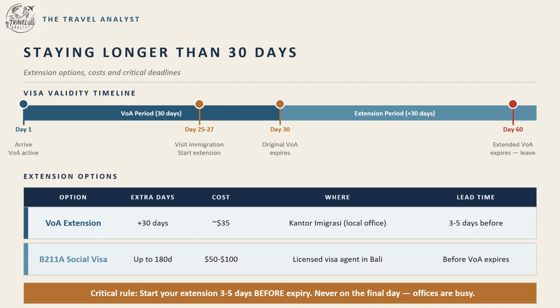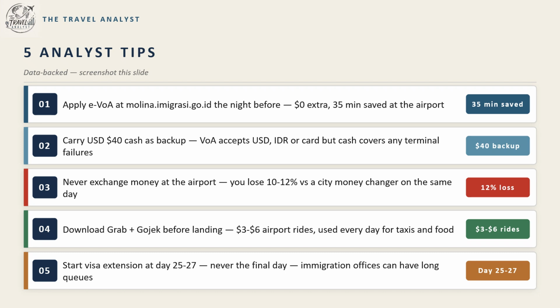The B211A social visit visa can be extended multiple times for up to 180 days. Most travelers use a licensed visa agent in Bali. Cost is $50 to $100 including the agent fee. The critical rule: start the extension process 3 to 5 days before expiry. Not the day before. If you leave it too late and the visa expires while you wait, you are officially overstaying, $65 per day.